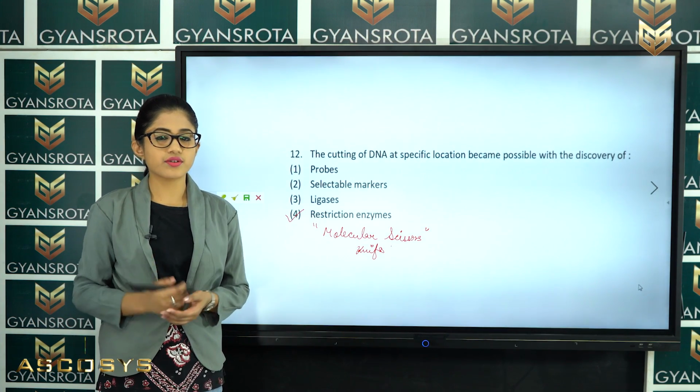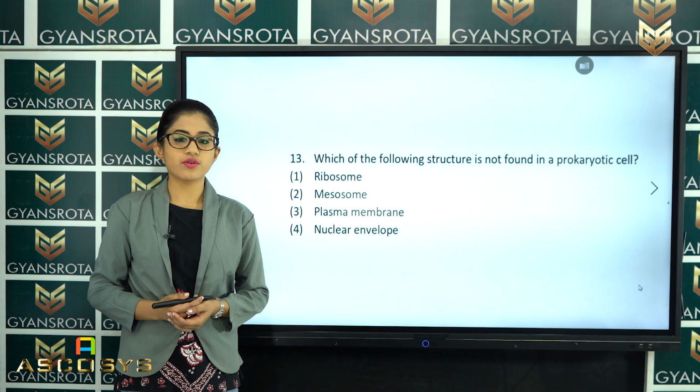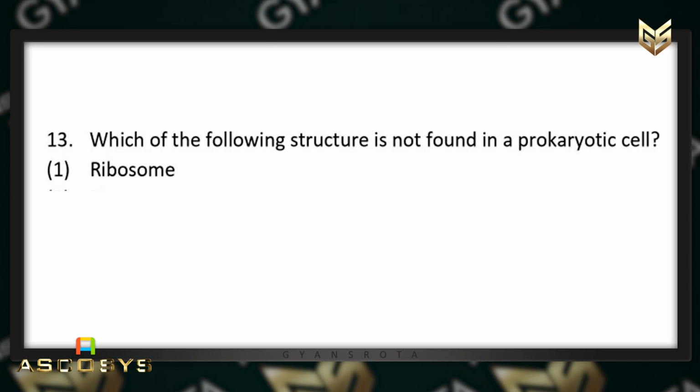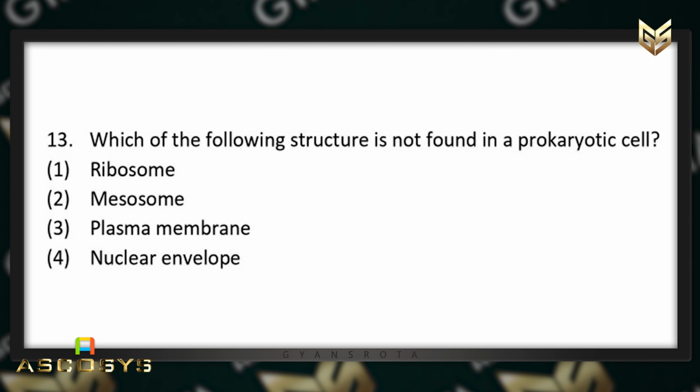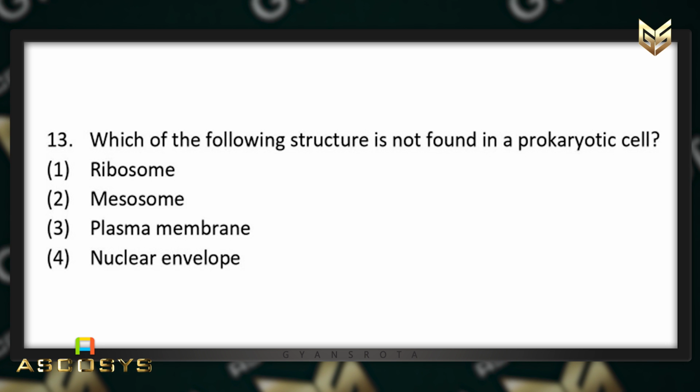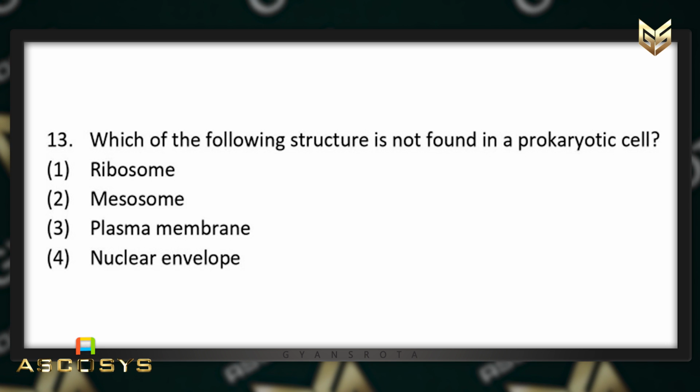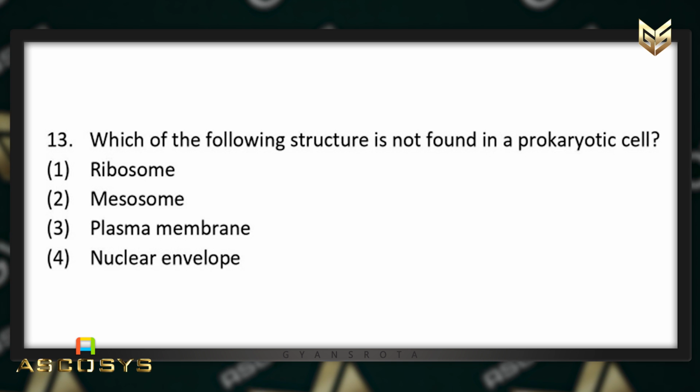Now let's see the next question. Now the next question is question number 13. Which of the following structure is not found in a prokaryotic cell? Ribosome, mesosome, plasma membrane or nuclear envelope?